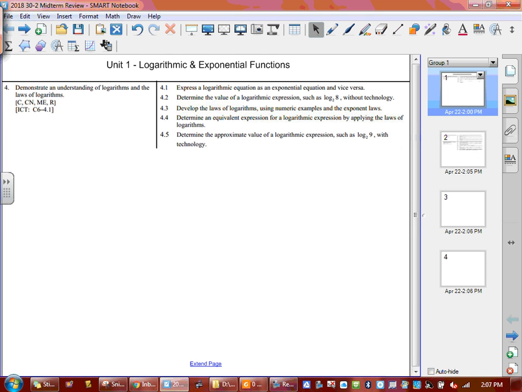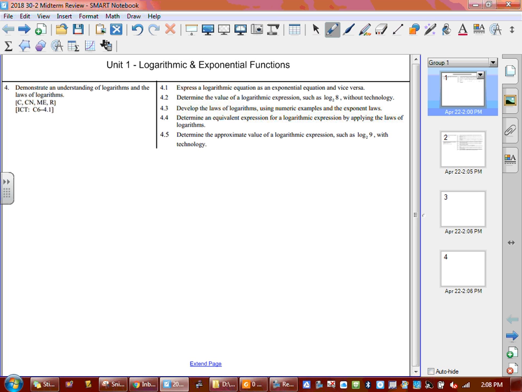Okay, this is Math 30-2, Midterm Review, Unit 1, Logs. So we're taking a look at the very first specific outcome. This is relations and functions. The first one says we want to demonstrate an understanding of what the laws of logs mean. So the first one is all about log laws, okay?